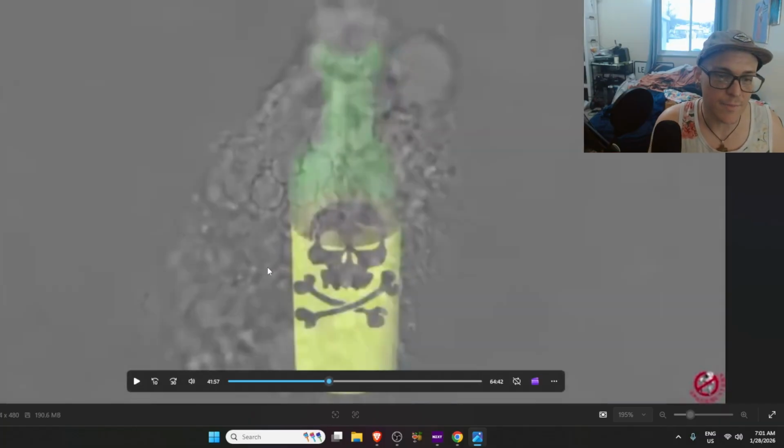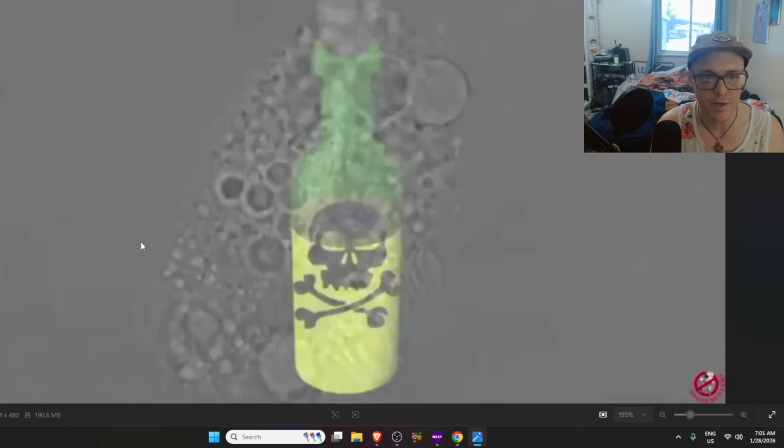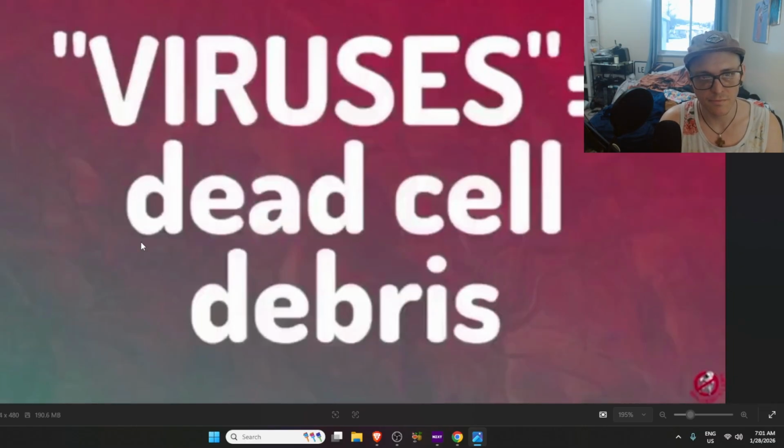Honestly, what it looks like is a piece of pollen, and it's been heated up a bunch and chemically burned. That's exactly what it looks like. It looks like particles as the cell died, and that's what those particles really are: dead cell debris.